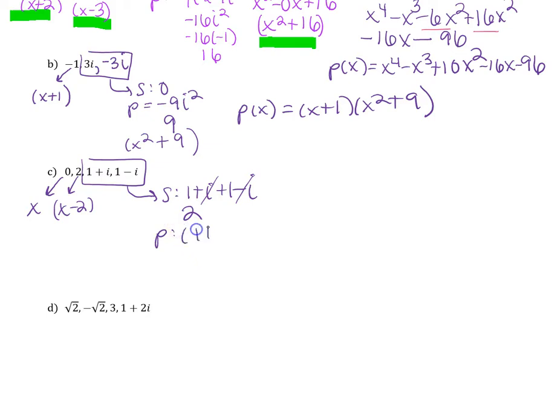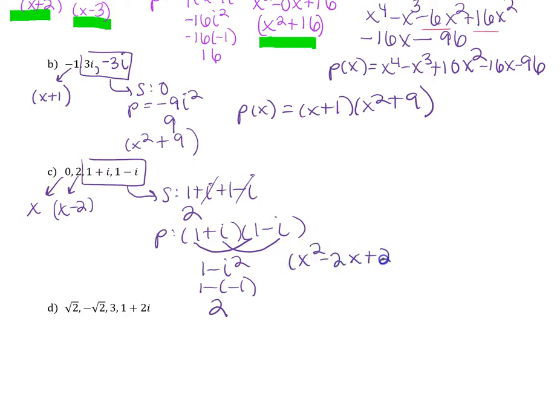And the product, since these are conjugates, we know we only really need to calculate the first and the last terms. So 1 minus i squared. Now remember, you're subtracting a negative 1, which would then go to positive 2. So then when I put it all together, this is x squared minus 2x plus 2 as the quadratic that would give me 1 plus i, 1 minus i as my solutions. So putting it all back together, my polynomial is x times x minus 2 times x squared minus 2x plus 2.